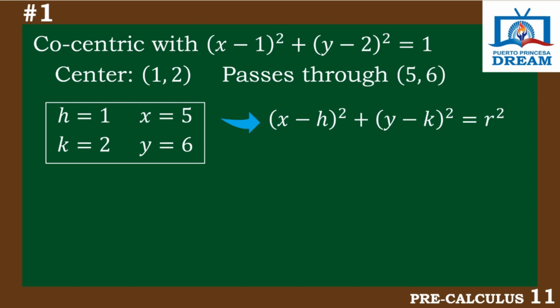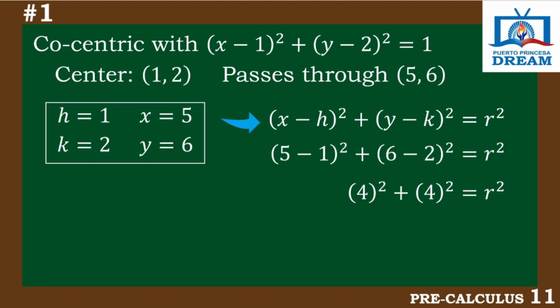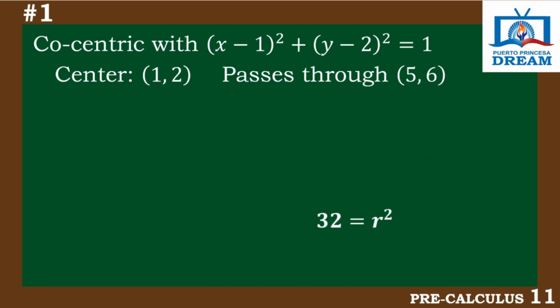Now, let us use the standard equation of the circle, and substitute the given values of h and k that represent the center, as well as x and y that represent the random point 5, 6. By substituting these values, we can solve for the value of r squared. 5 minus 1 is 4, and 6 minus 2 is also 4. Squaring 4 gives us 16. And 16 plus 16 is equal to 32. The value of r squared is 32.